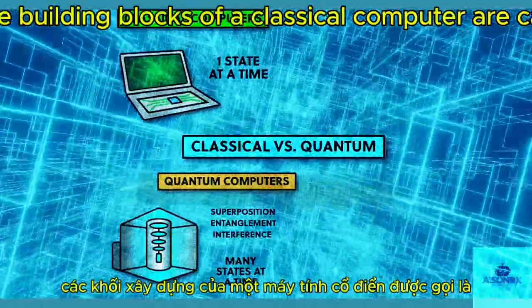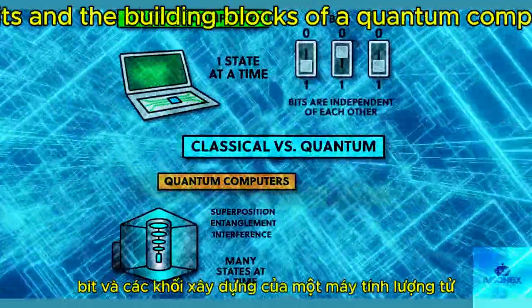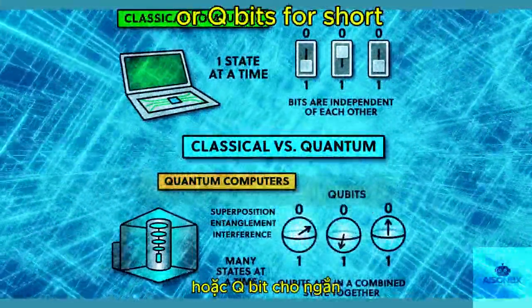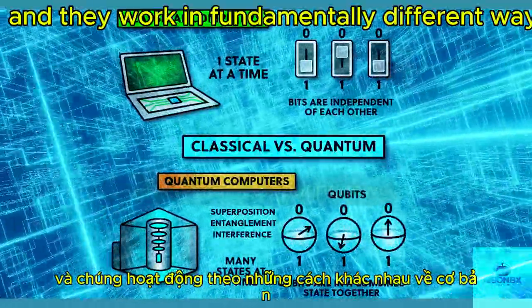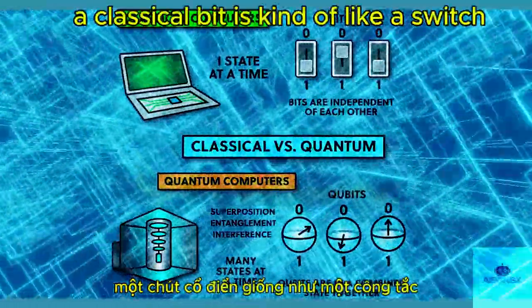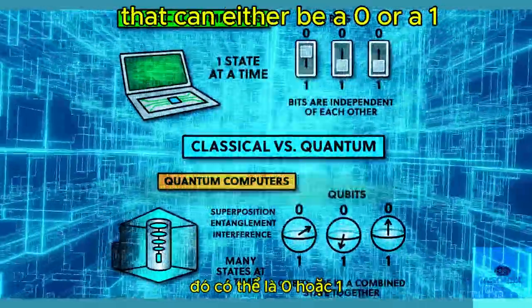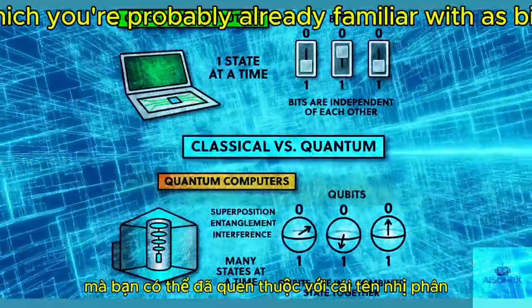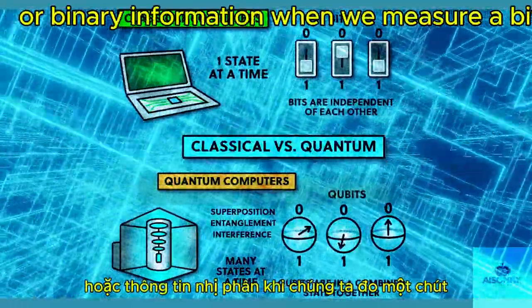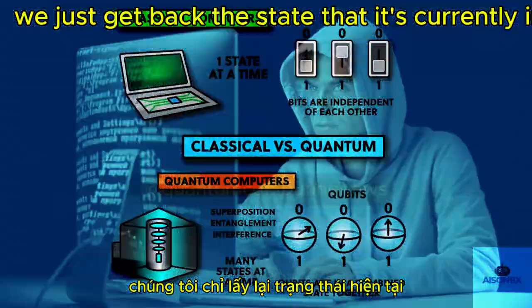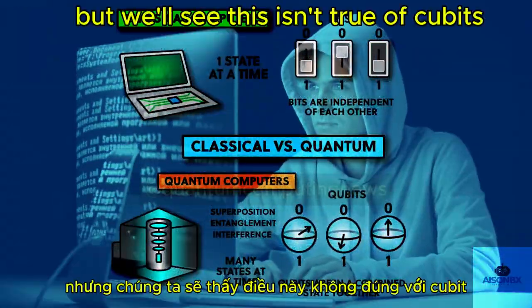The building blocks of a classical computer are called bits, and the building blocks of a quantum computer are called quantum bits, or qubits for short, and they work in fundamentally different ways. A classical bit is kind of like a switch that can either be a 0 or a 1, which you're probably already familiar with as binary information. When we measure a bit, we just get back the state that it's currently in. But we'll see this isn't true of qubits.